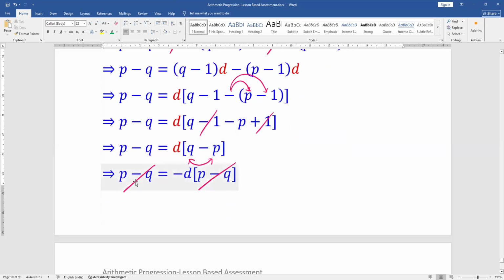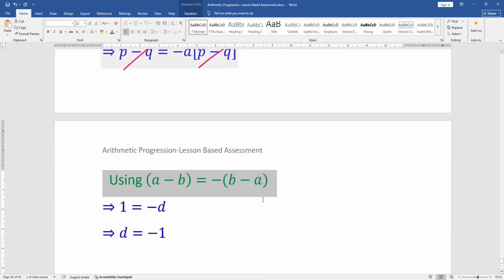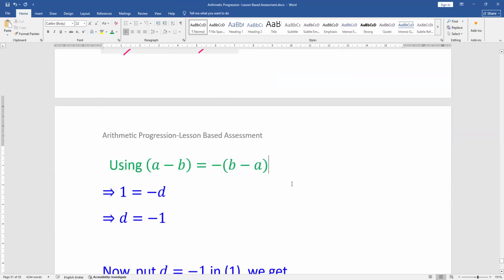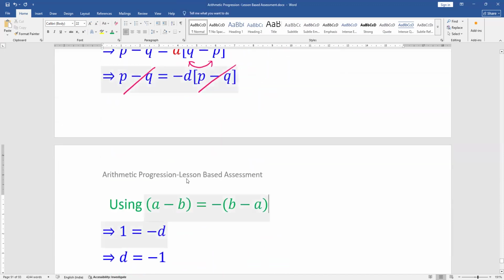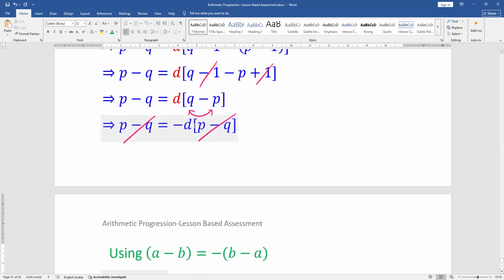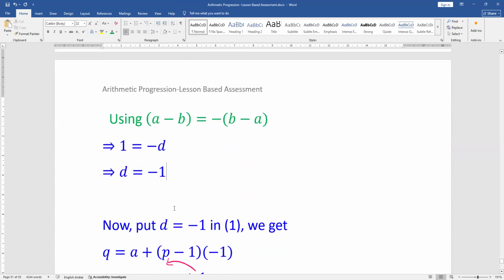I just interchange that. We got it as P minus Q equals minus of D into P minus Q. So Q minus P can be written as minus of P minus Q. Which concept did I use? Using A minus B, it can be written as minus of B minus A. Then on the left hand side you have 1 and on the right hand side you have minus 1, because this P minus Q got cancelled. Then we can interchange the sign, so it can be written as D equals minus 1.